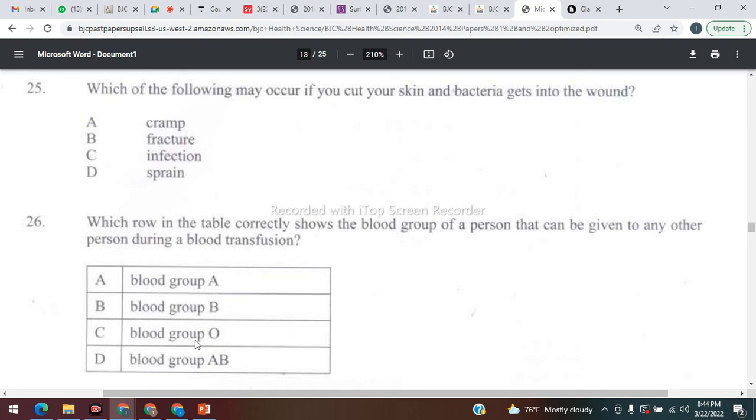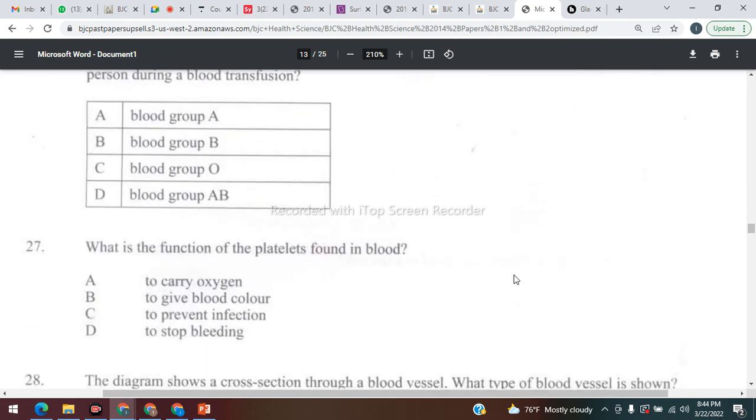Who here has a blood group of O? My dad. I have no idea. I really don't know. Whatever blood my dad has, that's what I have. I don't know.